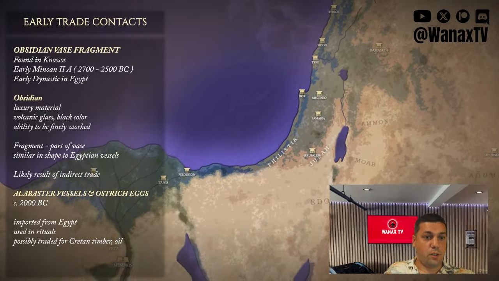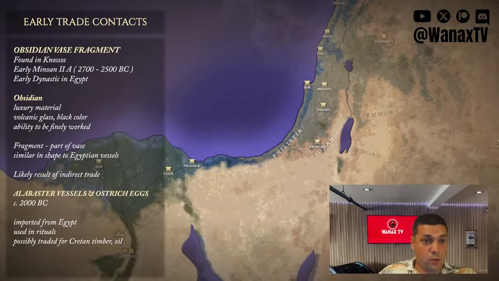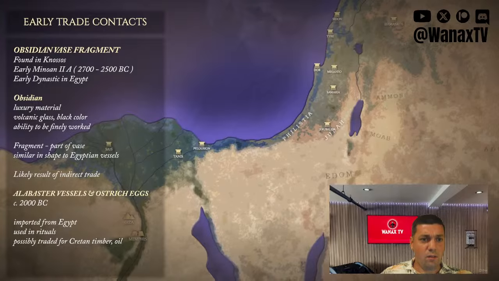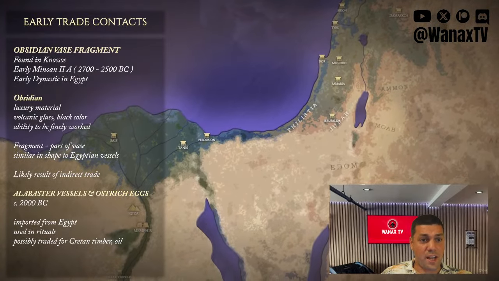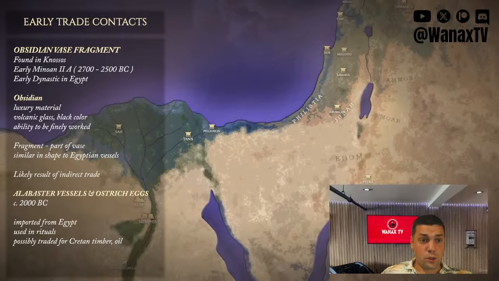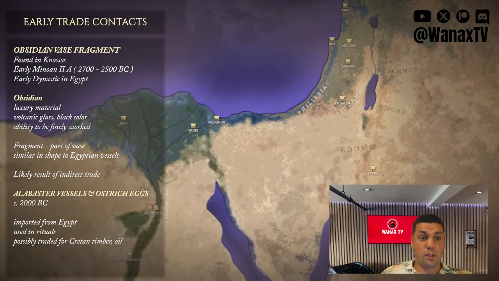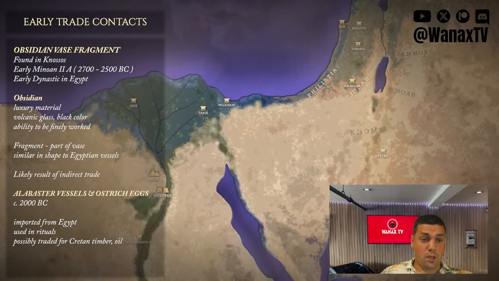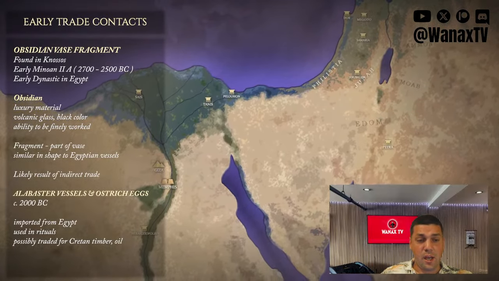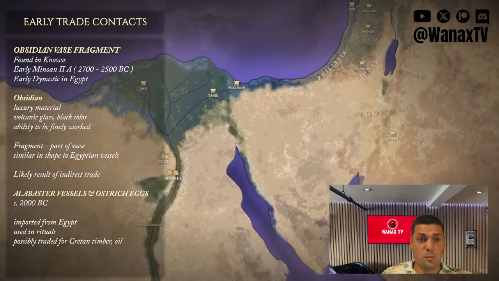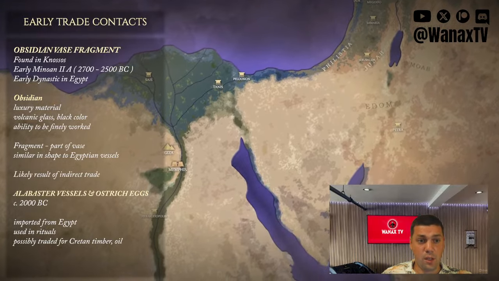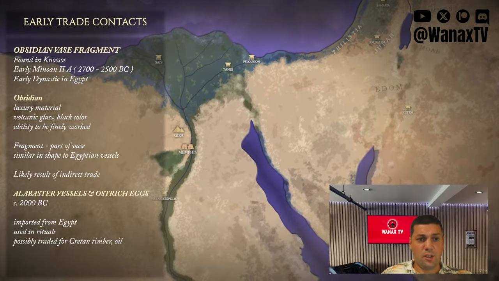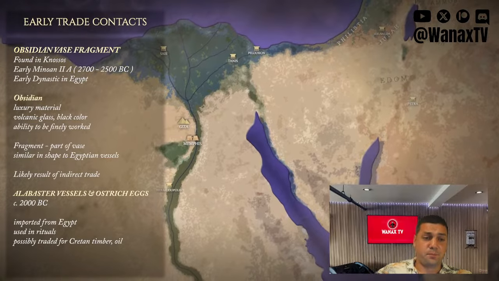So right here we have the early trade contacts between the two civilizations, and the earliest piece of evidence that we have is an obsidian vase fragment, which is found in Knossos, and it is dated to the Early Minoan 2A period, which is a time in the first half of the third millennium BC, between 2700 and 2500 BC, and it corresponds roughly to the Early Dynastic period in Egypt.